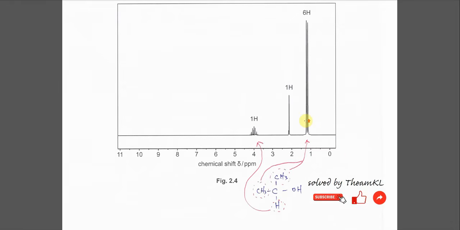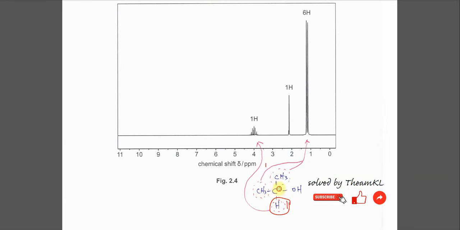These 2 methyl groups must couple with the neighboring proton. So this methyl and this methyl are equivalent, and as one unit they couple with the neighboring proton here. 1 plus 1 is 2, meaning a doublet. So these 2 methyl groups form the doublet. The multiplet here is from this proton, which couples with these 6 protons to form this multiplet.